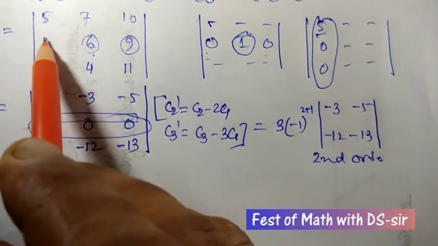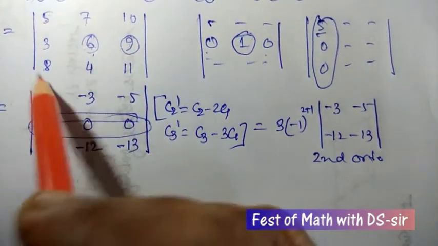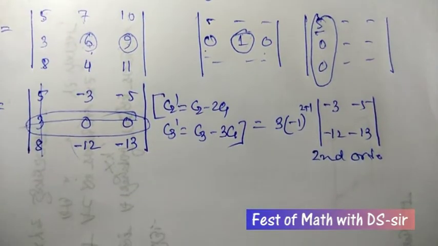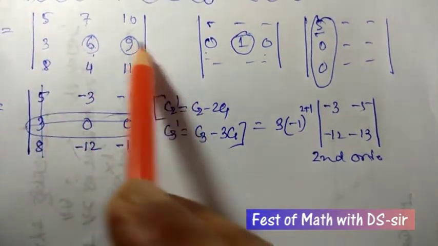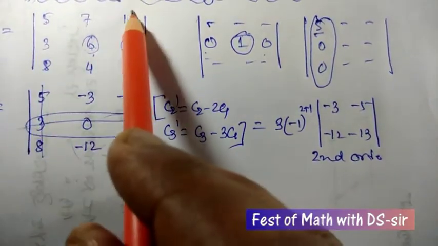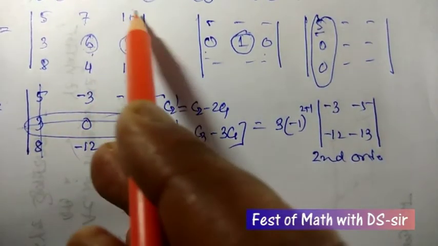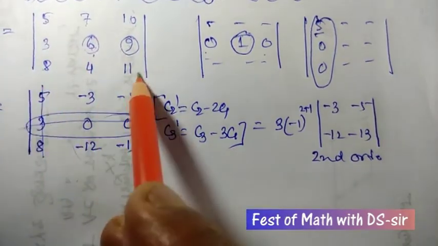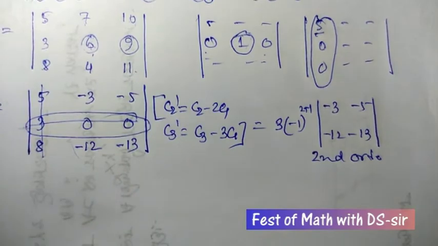If you want to convert these to 1, take a common element from this row or this column, and divide that row by that non-zero element. Or you can subtract this row from this row and that will convert this to 1, because 10 minus 9 is 1. You can subtract this row from this row. This will convert this 11 to 1.